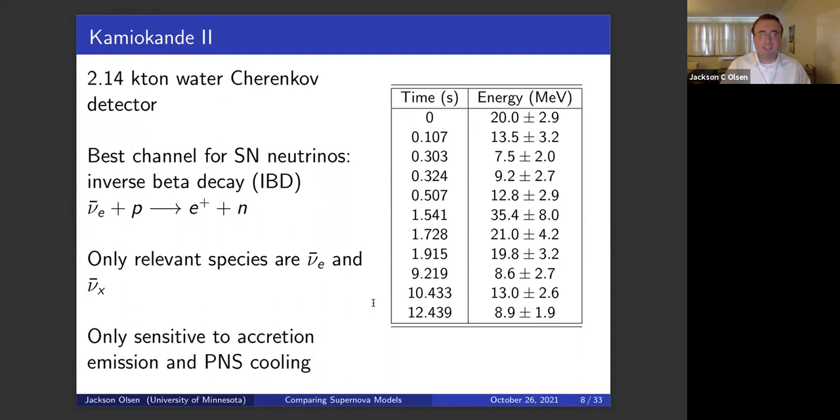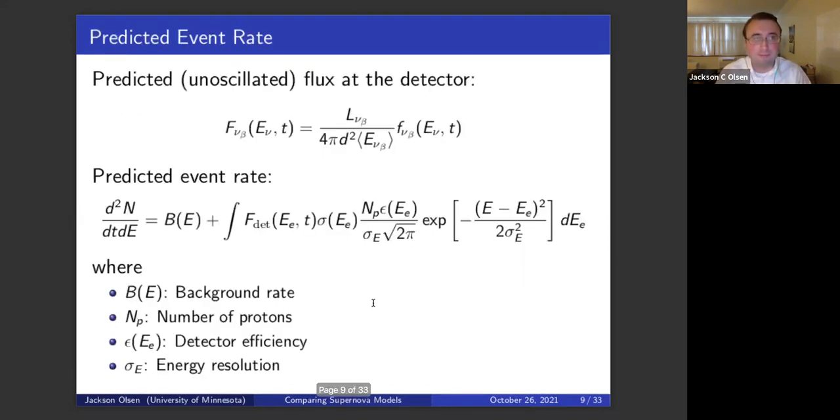Now, because we're only sensitive to the antineutrinos, we're not sensitive to the initial electron neutrino burst with this data. We're only sensitive to the accretion period and the PNS cooling. But that's okay for us because we want to compare different models, and we already said that the initial electron neutrino burst is relatively model independent. So we're only sensitive to the model dependent stuff, which works out nicely.